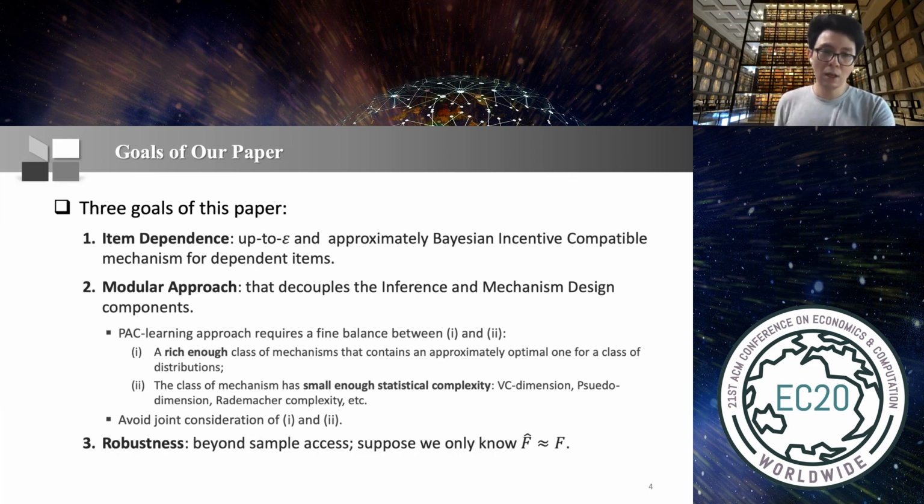Okay, and the last goal of this paper is that I want to go beyond sample access. In fact, I don't want to assume that we can draw samples from the distribution. I only want to assume that we have access to an approximate distribution. We call this robustness. So in the next few minutes, I will show you how to achieve these three goals and how they're related to each other. And I would like to start with robustness.